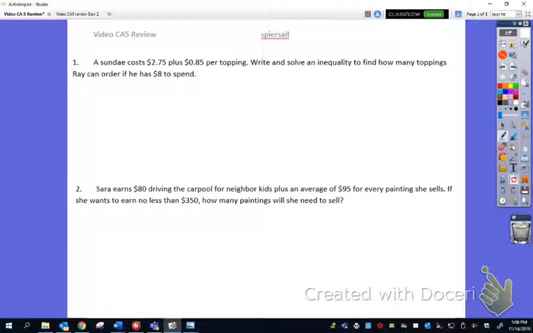Okay, so when you look at your problem, look for keywords. A sundae costs $2.75 plus 85 cents per topping. Okay, so that's a plus. Remember, per is times. So $2.75 plus 85 cents per topping. Now you have $8 to spend, so that's the most. So it has to be less than or equal to 8.